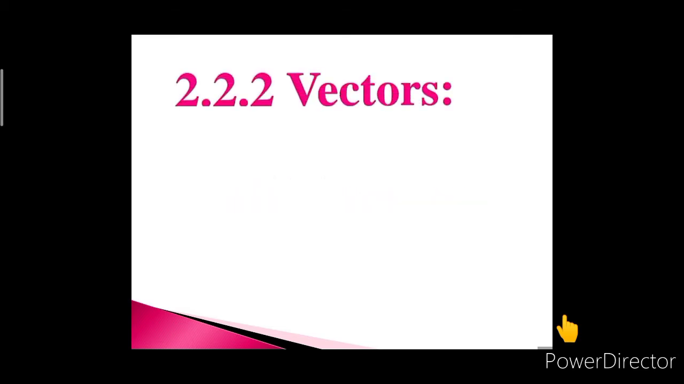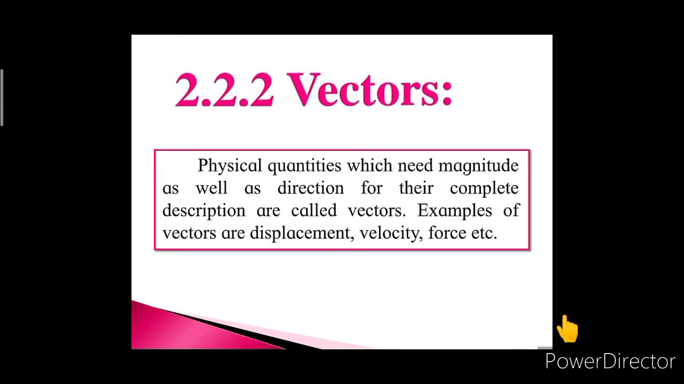Then next, vectors or vector quantities are the physical quantities which have magnitude as well as direction. That means the physical quantities which need magnitude as well as direction for their complete description are called vectors. Examples of vectors are displacement, velocity, force, etc.